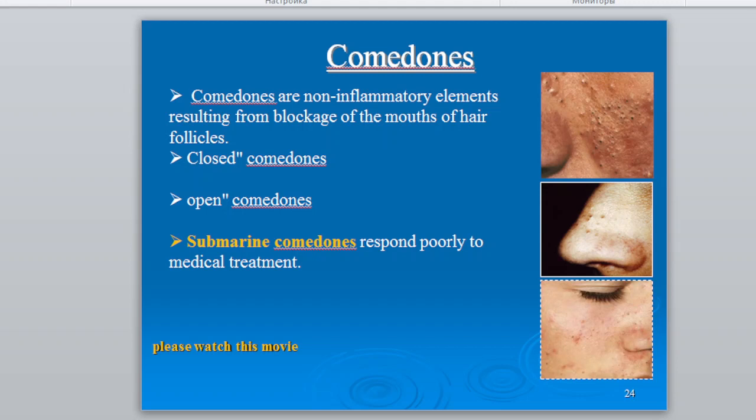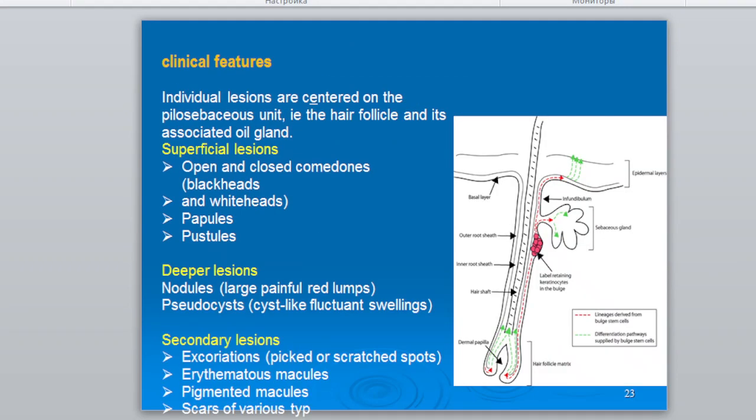Deeper lesions: nodules, large painful red lumps, and cysts, cyst-like fluctuant swellings. Secondary lesions: excoriations, picked or scratched spots, erythematous macules, pigmented macules, scars of various types. Next.